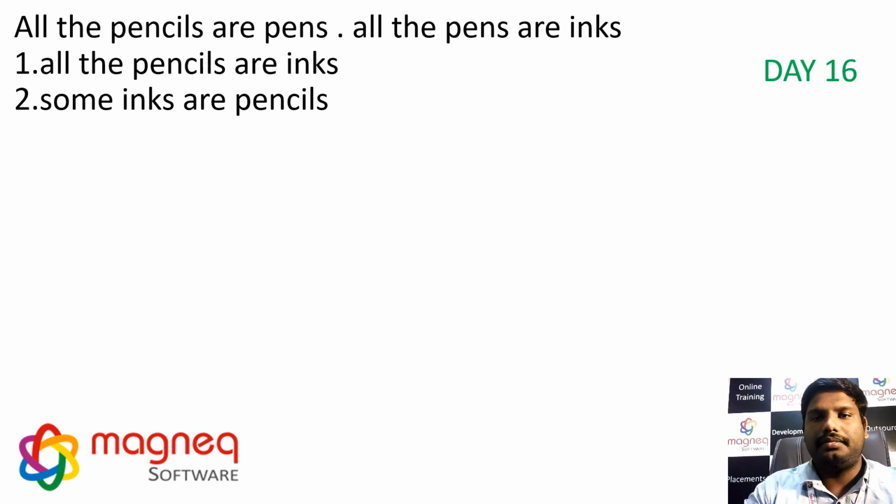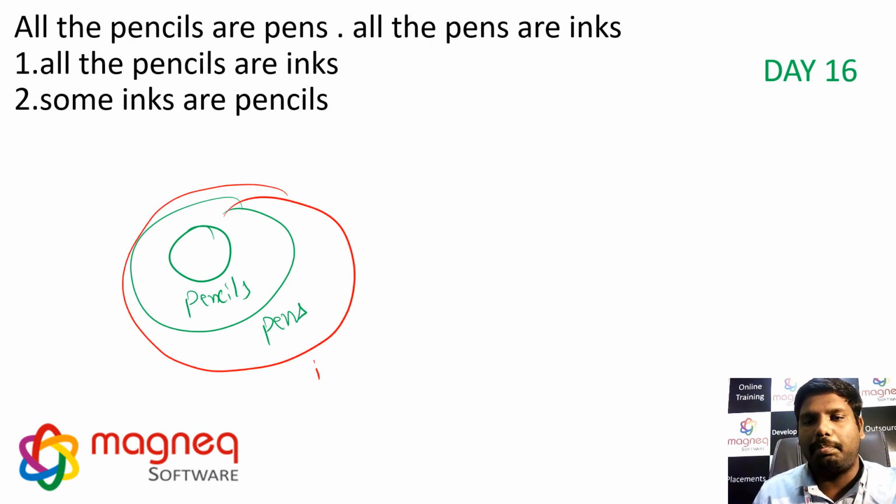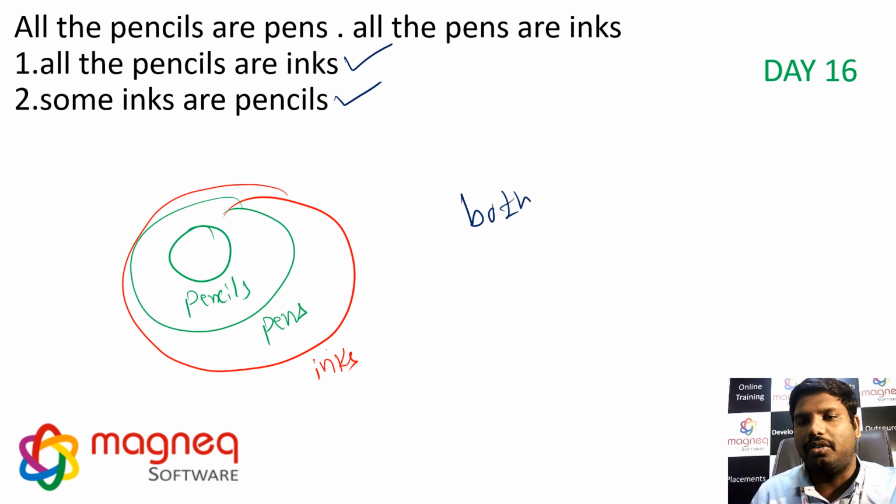Next one. All the pencils are pens. All the pens are inks. So first one, all the pencils are pens. All the pens are inks. So all the pencils are inks. True, because all pencils are in inks. Next, some inks are pencils, also possible. So both 1 and 2 follow.